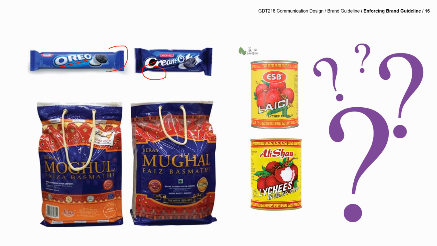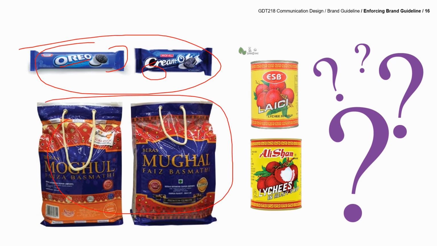to the main factor of product recognition. Look at this, what we call a Me Too product design. The similarities of this design: Oreo, Cream O, Faiza Basmati, Faiz Basmati, ESB and also Alicia. Confusion, right? This is why consistency of brand guidelines really impacts consumers' recognition of the brand itself.